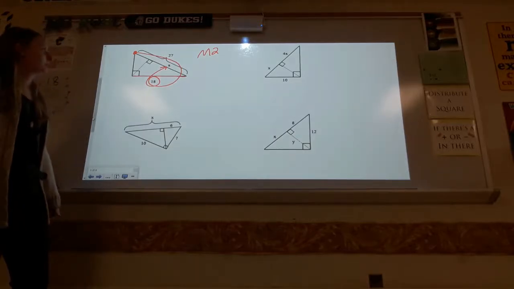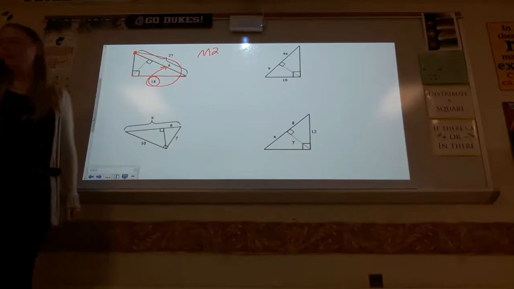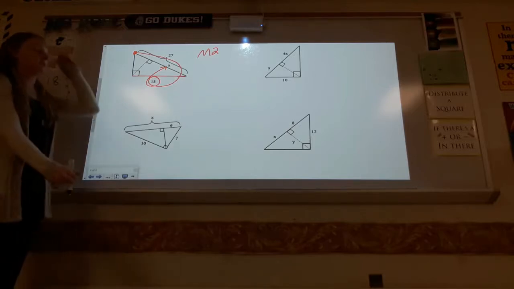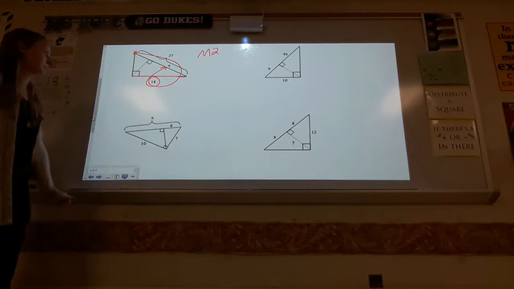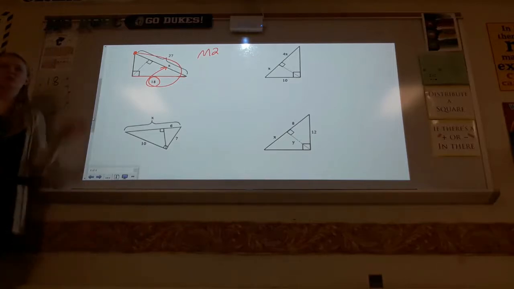What's wrong with my picture? Oh wait, I'm looking at the wrong question. Yeah, we're on the second row. On the second row. Alright, so we drew the loop.